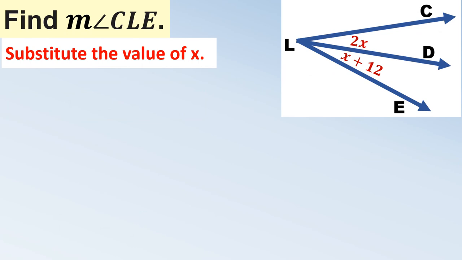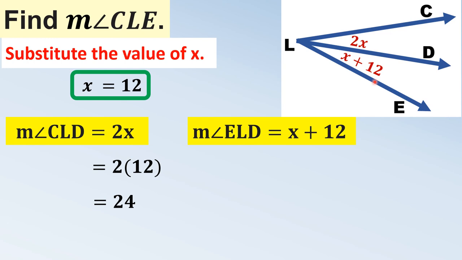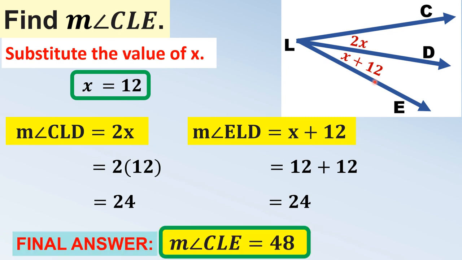Since we already have the value of x, we will be substituting it to the given expressions. So since the measure of angle CLD is equal to 2x, we substitute 12 to x. So 2 times 12 is 24. So the measure of angle ELD is equal to x plus 12, and we substitute the given value of x, which is also 12, and then 12 plus 12 is 24. So the answer here, the measure of angle CLE is equal to 48.